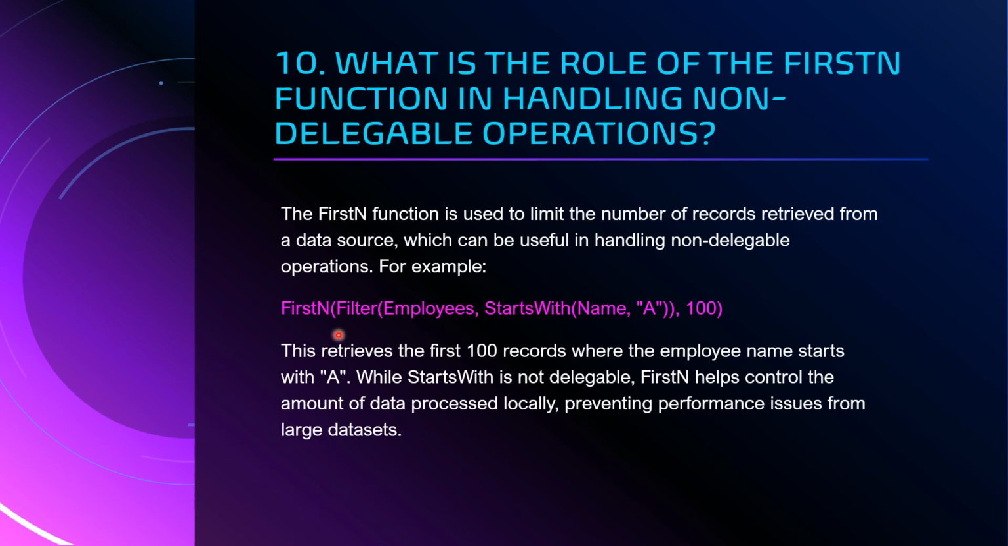For example, FirstN, then Filter with StartsWith Name, A, and a count of 100. This retrieves the first 100 records where the employee name starts with A. While StartsWith is not delegable, FirstN helps control the amount of data that is processed locally, and it prevents performance issues from large data sets.